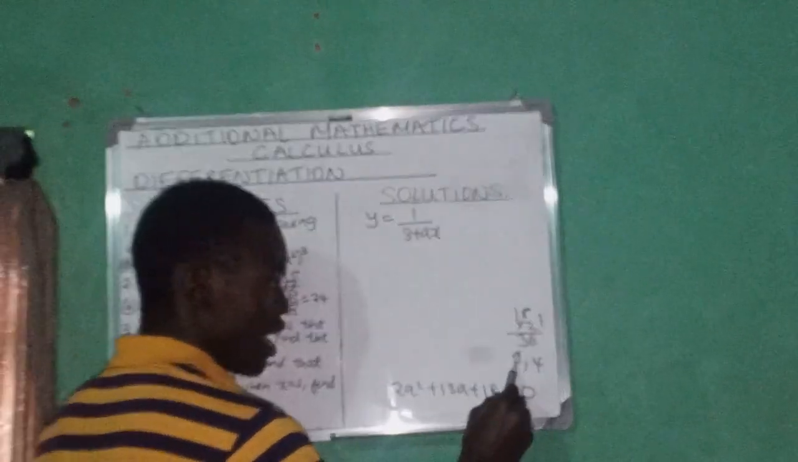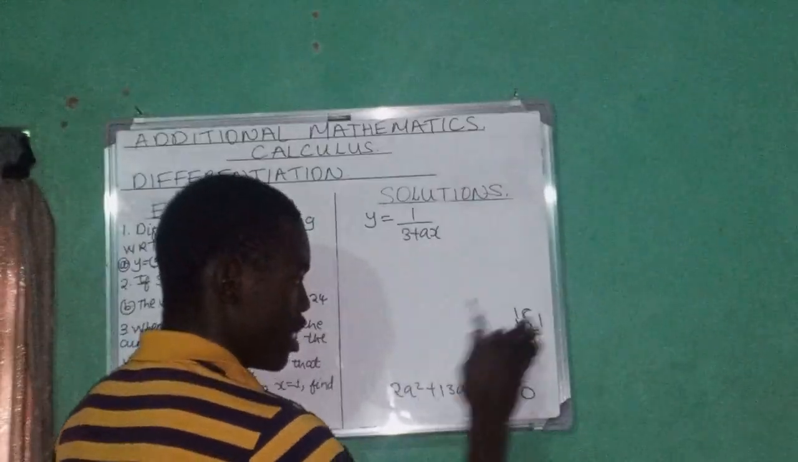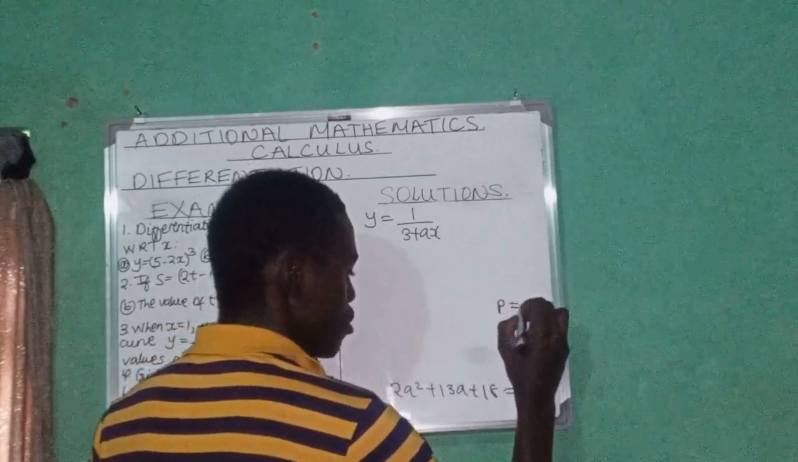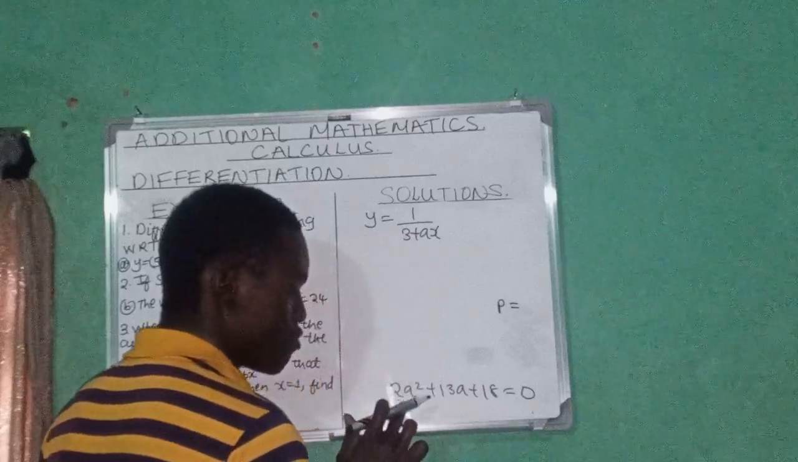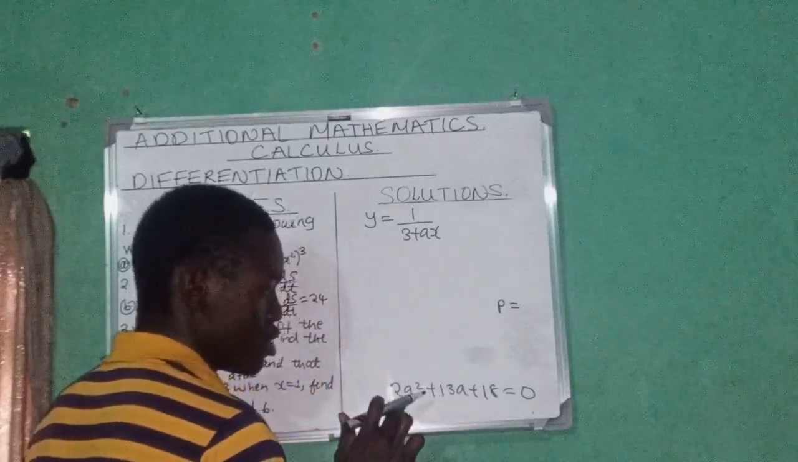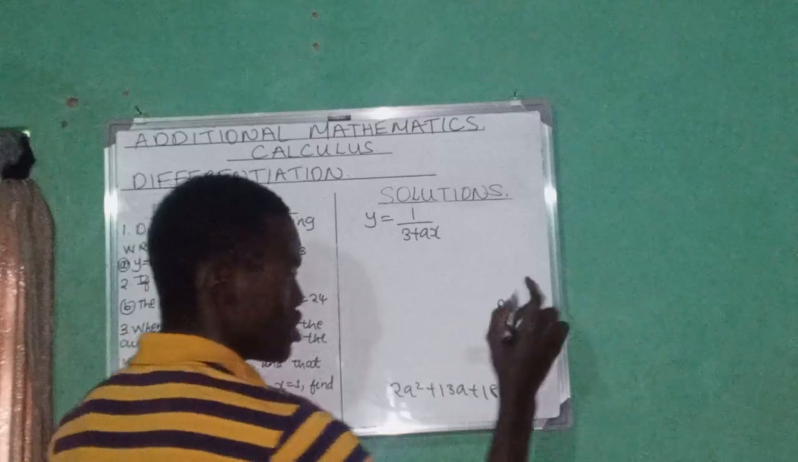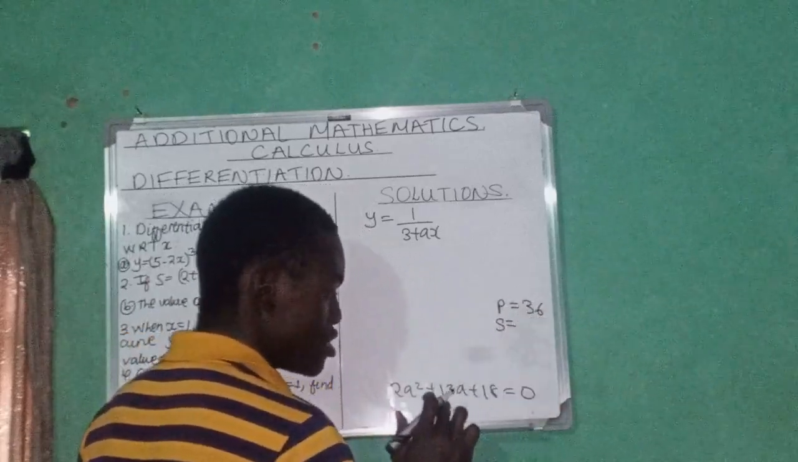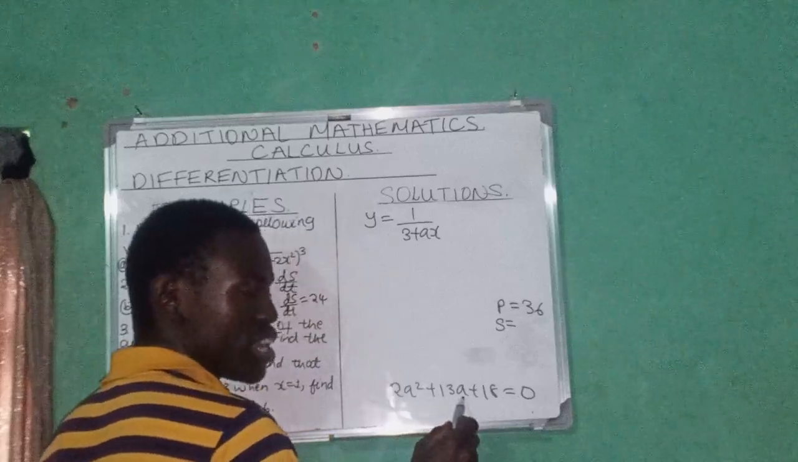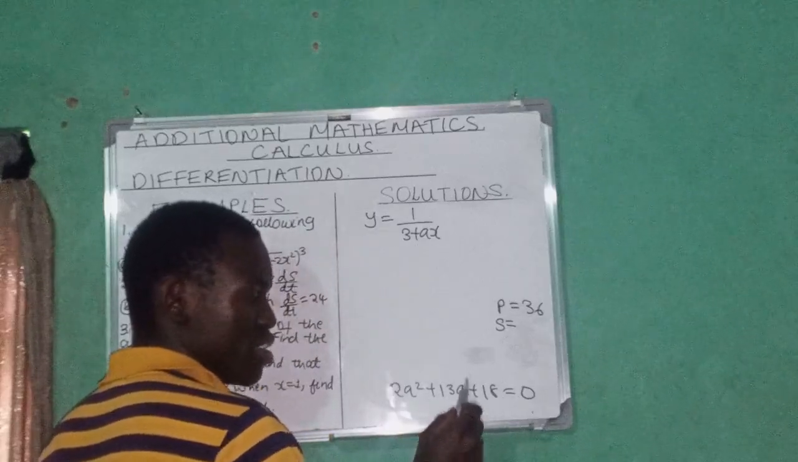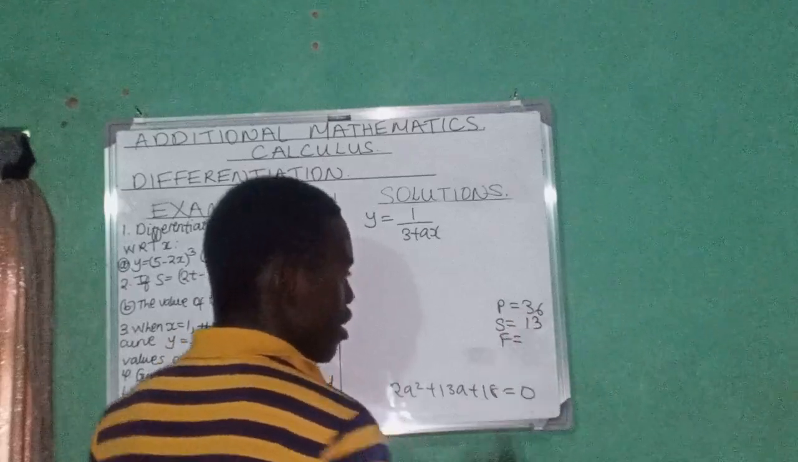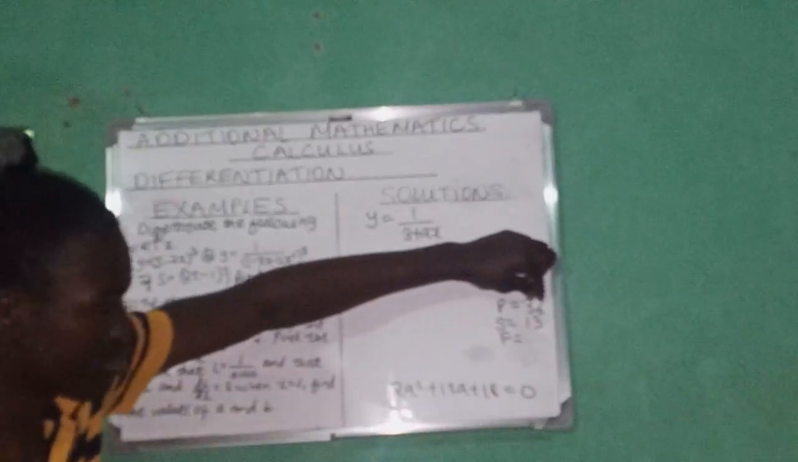So if you multiply 9, okay, let me write it in a way that you can understand. The product is the number in front of the one being squared, which is 2, times 18, which is 36. Then the sum is the number in front of the one just having a. This a is being raised to the power 1, so the sum in this case is 13. Now the factors are the numbers which, if you multiply, give you 36.